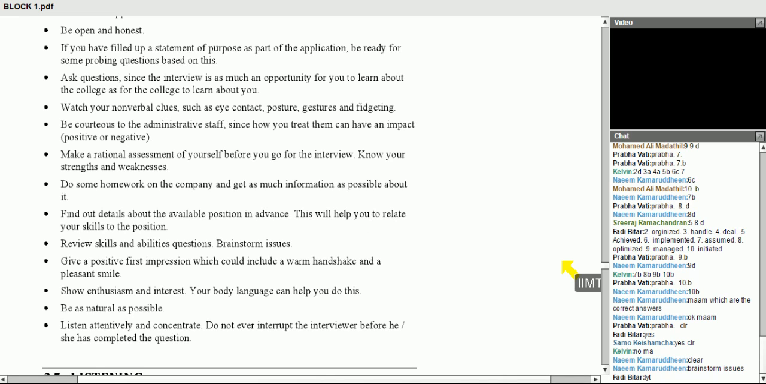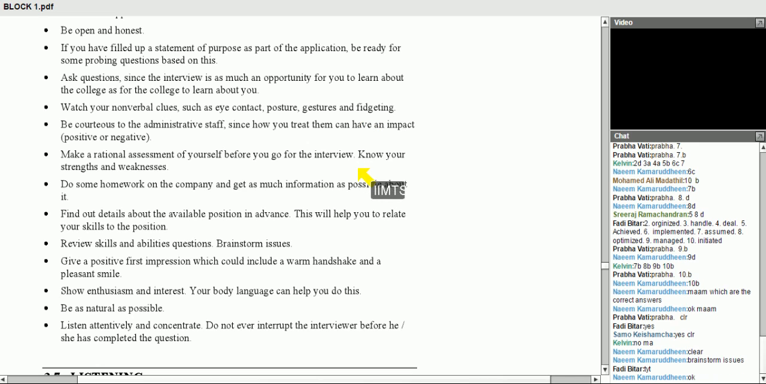Okay, brainstorm issues is like brainstorming sessions. You don't understand that thing? See, when they use the word brainstorm, that means you have to put pressure on your brain and then only you can reach the conclusion. So brainstorming is a group or individual creativity technique by which efforts are made to find a conclusion for a specific problem. Okay, is it clear?